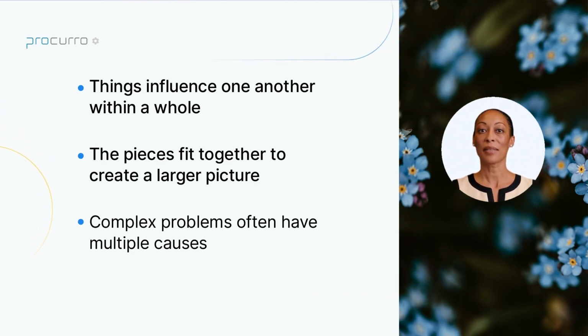But let's not just take my word for it. Think about a time when you've experienced this in your own life. Maybe it was a puzzle, or maybe it was a complex situation at work. In both cases, you were trying to understand how all the pieces fit together to create a solution. That's systems thinking. Next, let's dive into the overview of systems thinking.